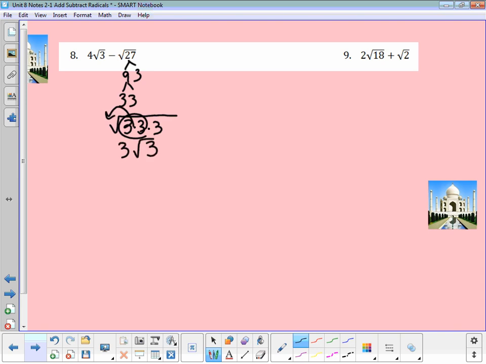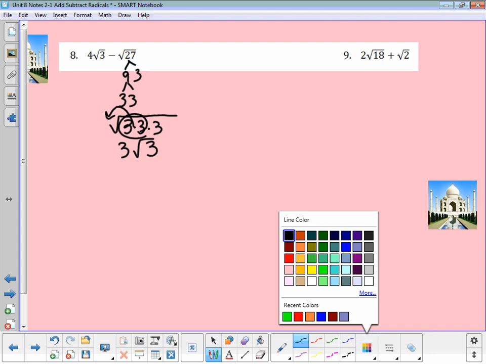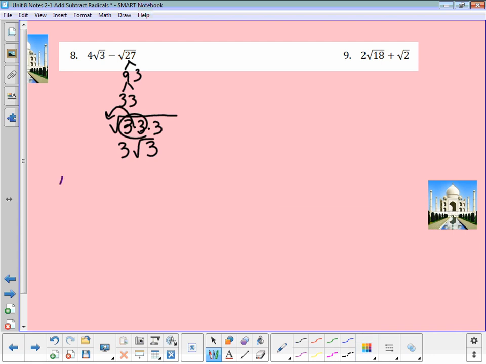So what I'm going to do is write out that original expression, but with the new simplified radical. So now I have 4 square root of 3 minus 3 square root of 3. Again, I'm going to keep these radicals the same, and just subtract the coefficients out front. So 4 minus 3 is just 1 radical 3, or you could just write that as radical 3. Both of those are acceptable answers for that one.